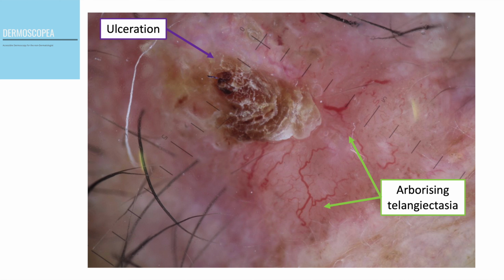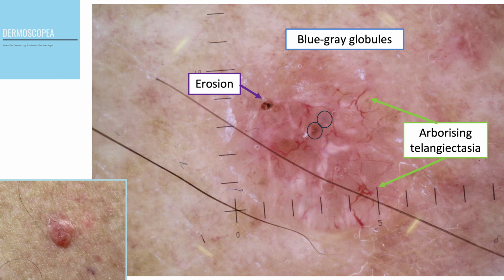This example of a BCC demonstrates a large area of ulceration in addition to arborizing telangiectasia. And here is a similar example with arborizing telangiectasia, a superficial erosion, and blue-gray globules.